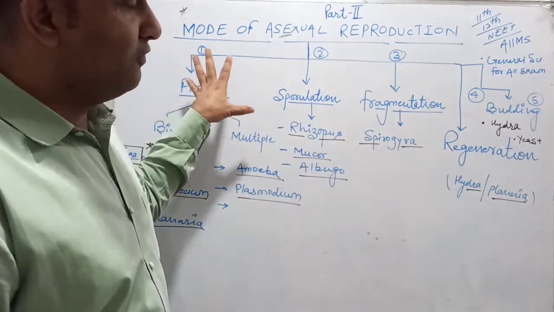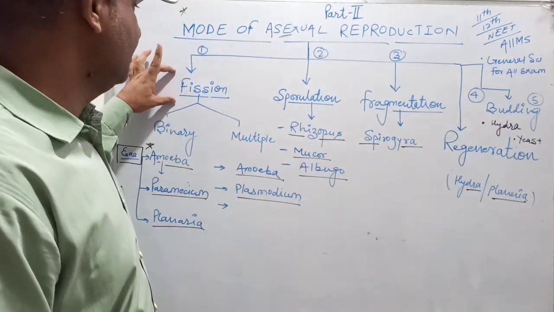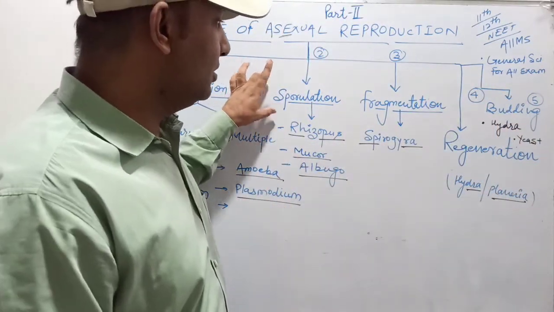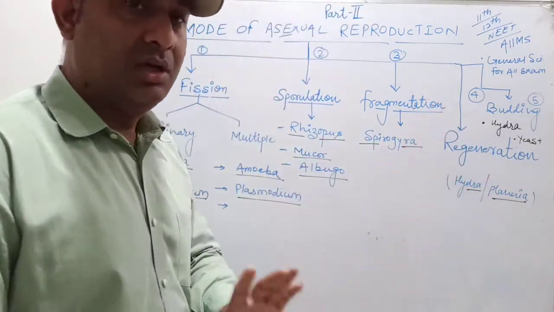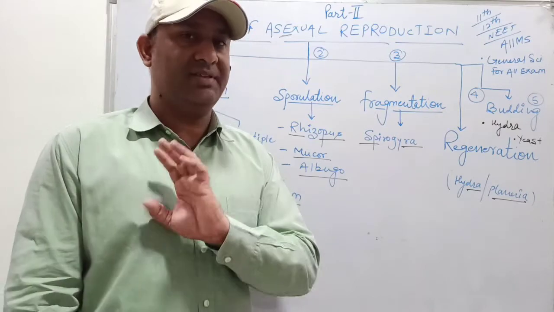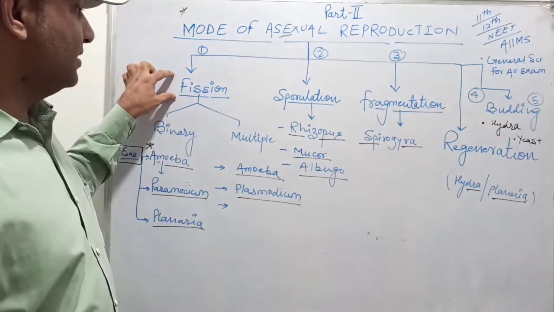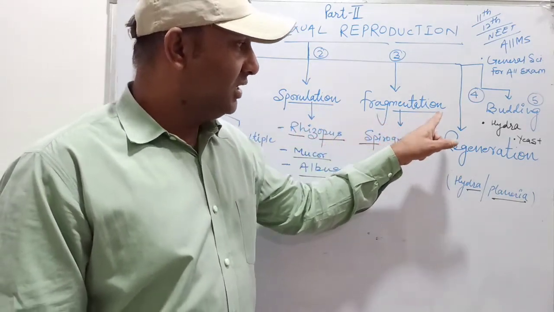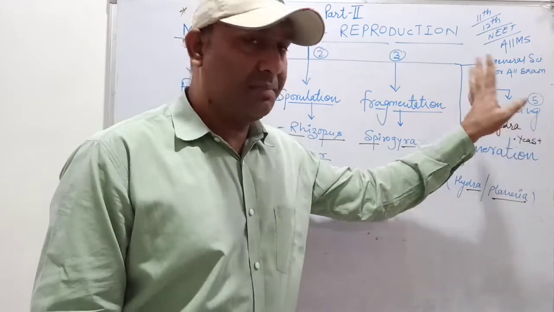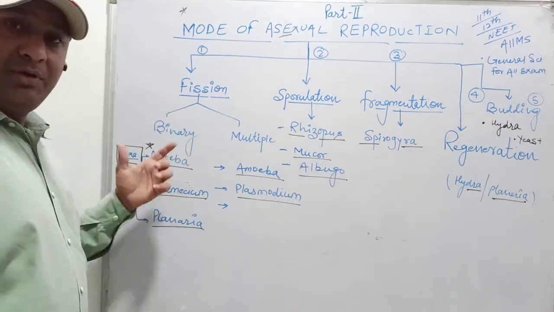Now, there are five different modes of asexual reproduction. One is fission, then sporulation, fragmentation, budding and regeneration. These are the five different types of mode of asexual reproduction which we will discuss. First is fission, second is sporulation, third is fragmentation, fourth is regeneration, and fifth is budding. Clear? After that we will discuss examples of these types.